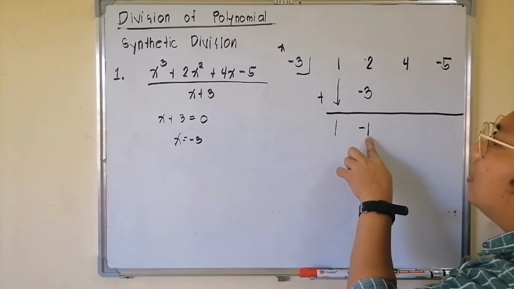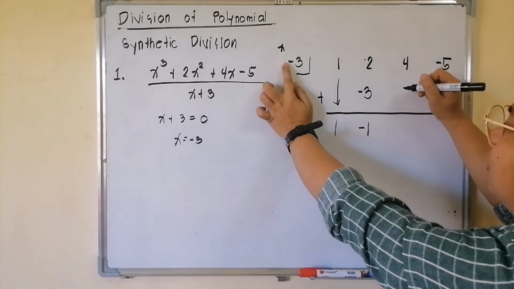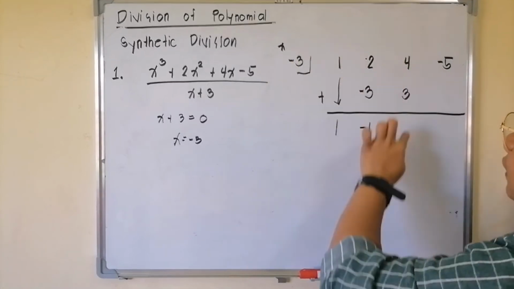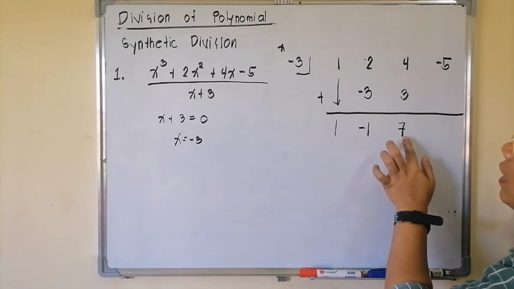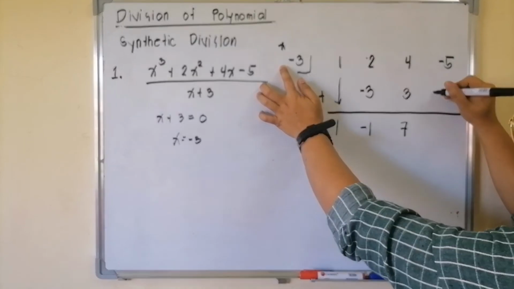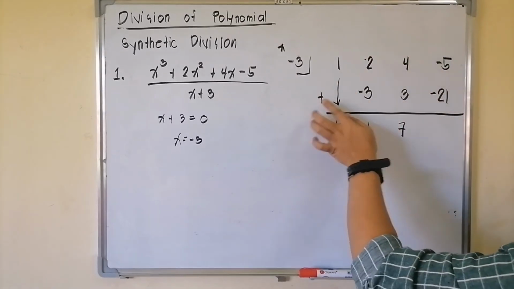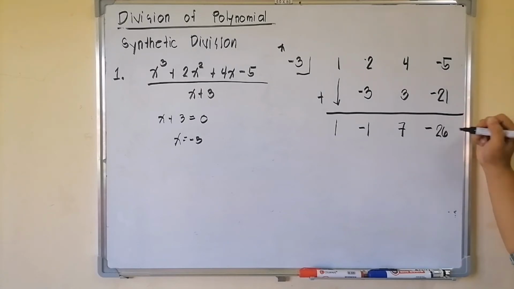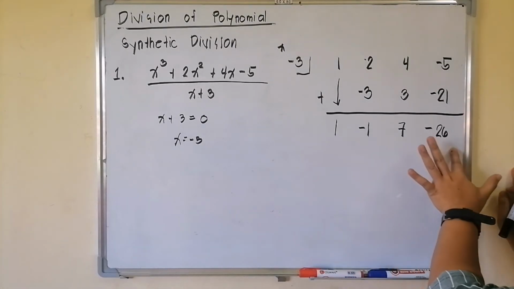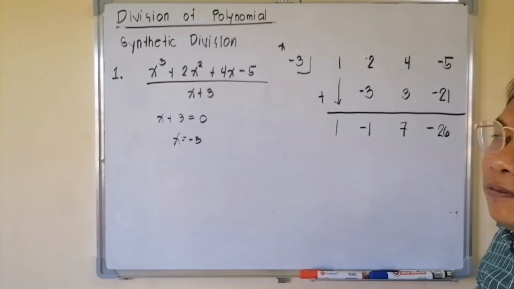Repeat the process. Negative 1 times negative 3 is positive 3. Add it up, 4 plus 3, you have 7. Repeat the process again. 7 times negative 3 is negative 21. Add it up, since negative 5 plus negative 21 has the same sign, you just add them, you have now negative 26.